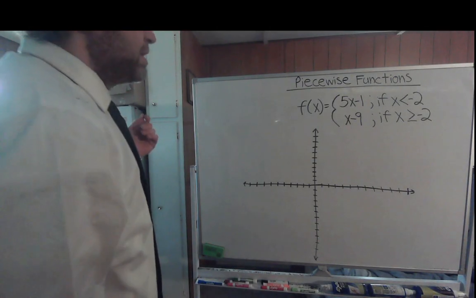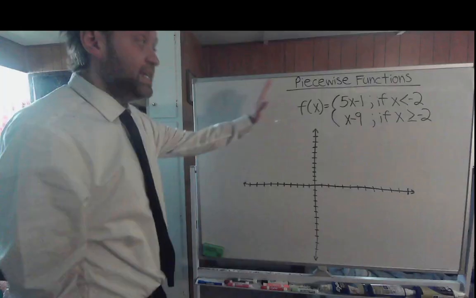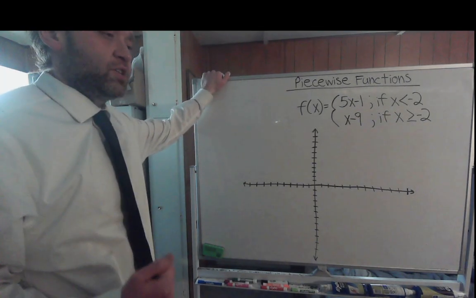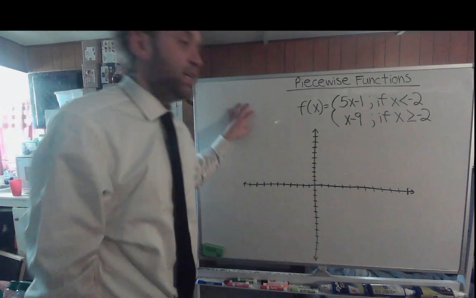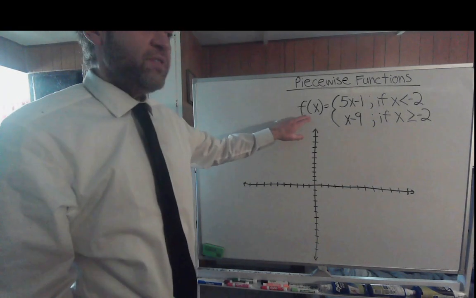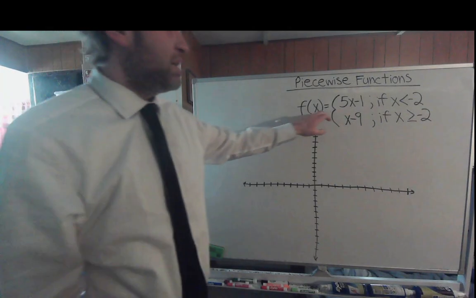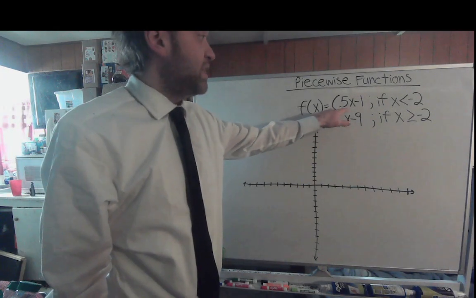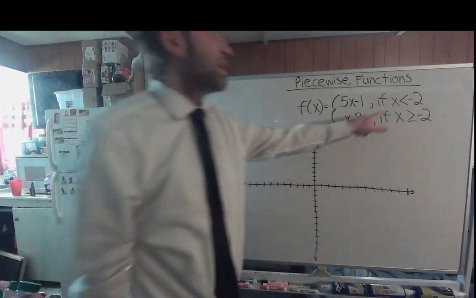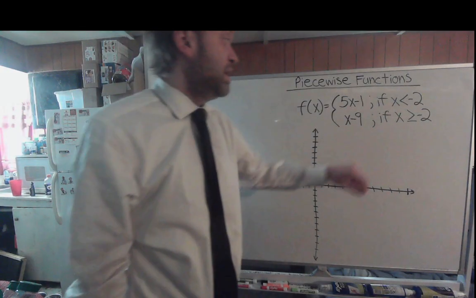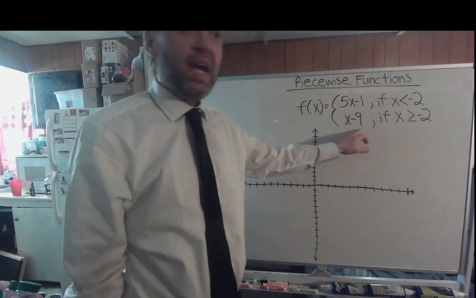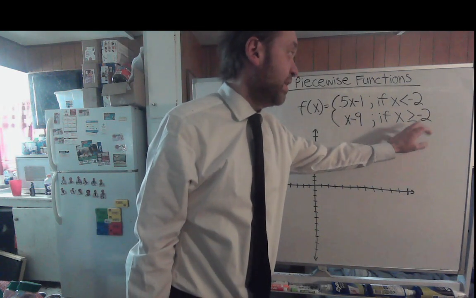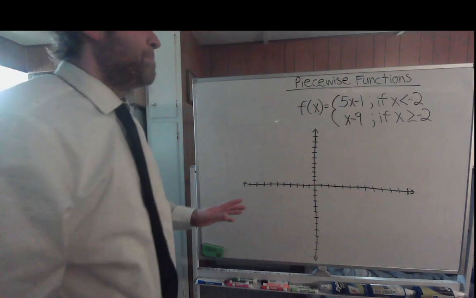So, today we are going to talk about what are called piecewise functions. So, what are piecewise functions? Well, if we look at the notation here, we have f of x equals, then you have the big bracket here. It says f of x equals 5x minus 1 if x is less than negative 2. And then f of x equals x minus 9 if x is greater than or equal to negative 2.